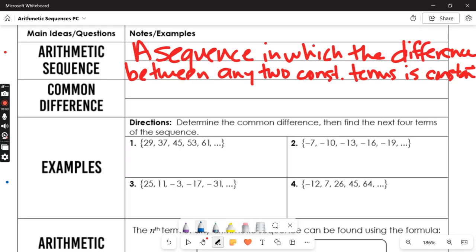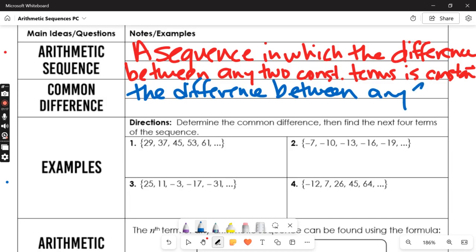Okay, common difference is the difference between any two terms. Probably should say consecutive term, but that's okay. So determine the common difference, then find the next four terms.